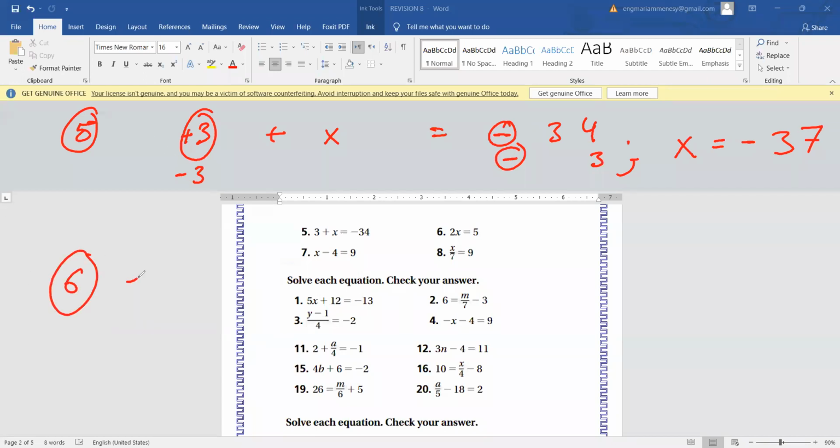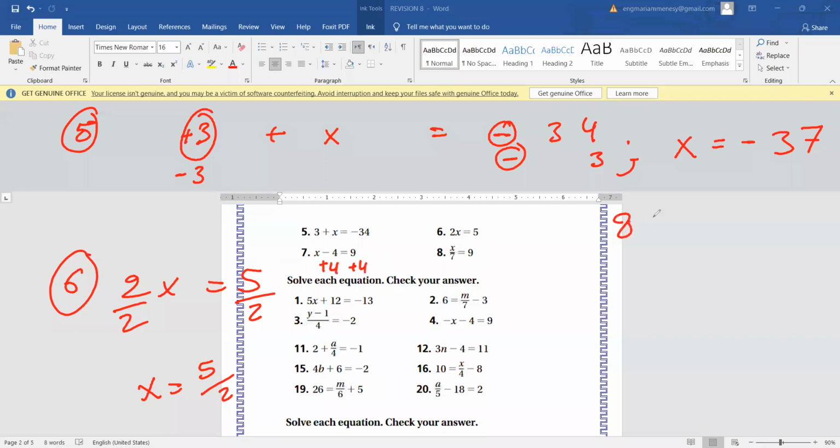Number 6, 2x equals 5. How can I solve it? 2x means 2 multiplied by x. The inverse operation of multiply is divide. Then I divide by 2 on both sides. Divide 2, divide 2. Then x equals 5 over 2. This is easy.